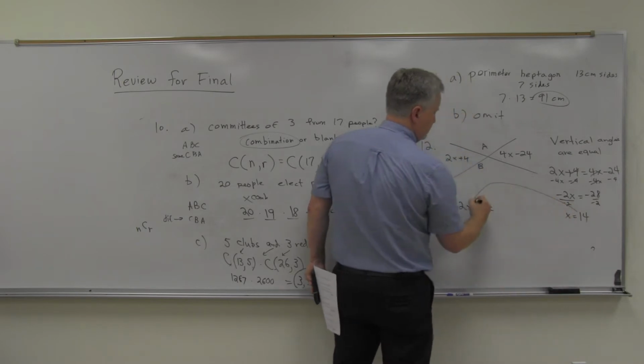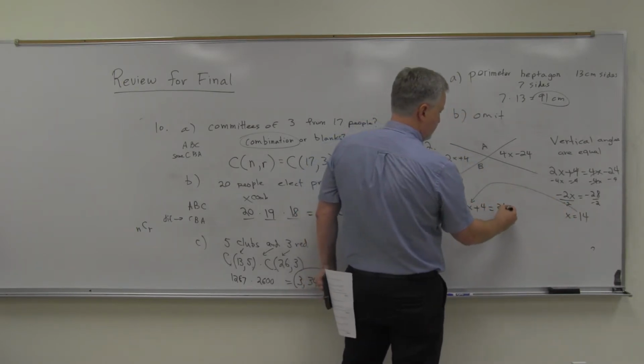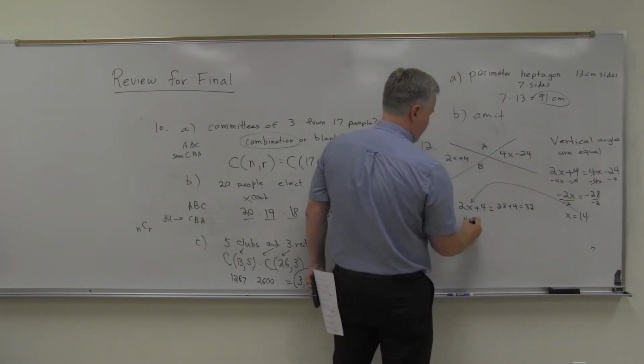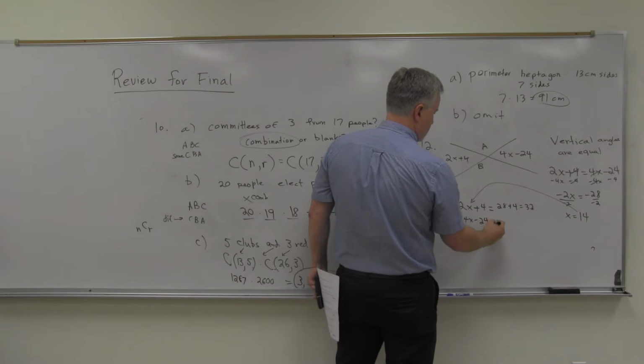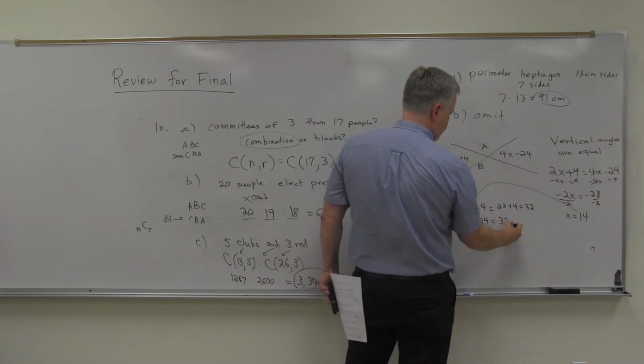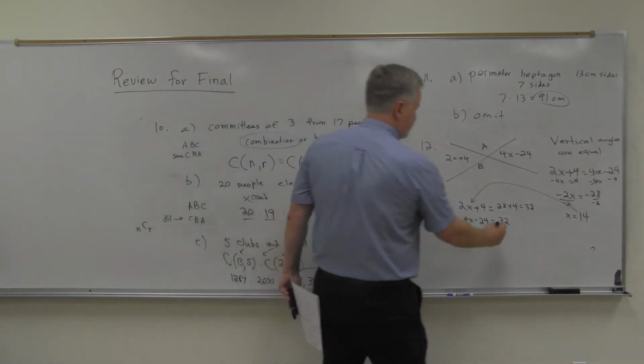And so if we put in the 14 there, 2 times 14 is 28, plus 4 is 32. Then same thing for the 4x minus 24. 4 times 14 minus 24, that should give us 32 as well. So those are 32 degrees.